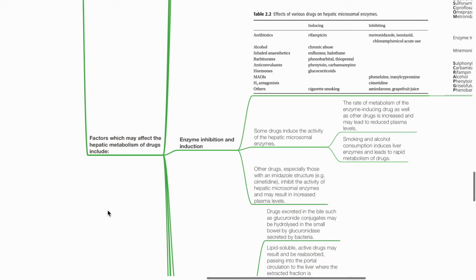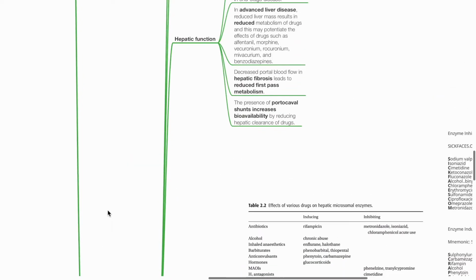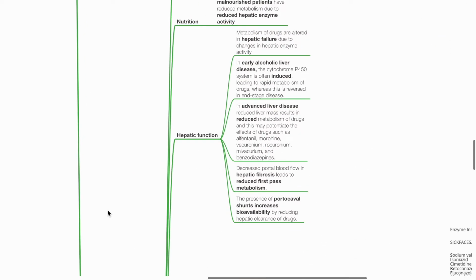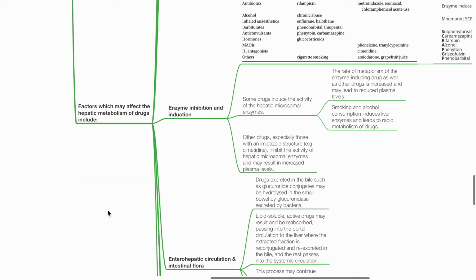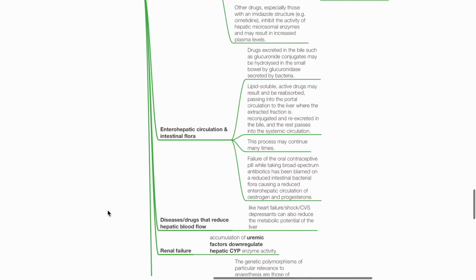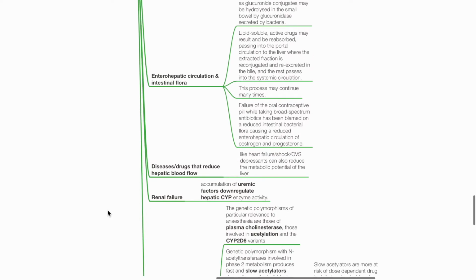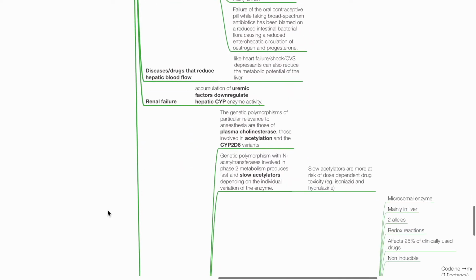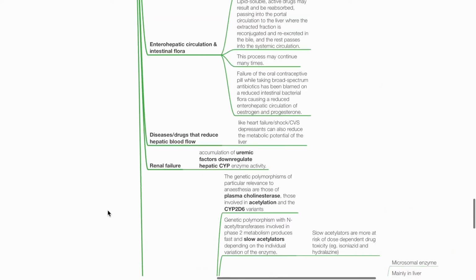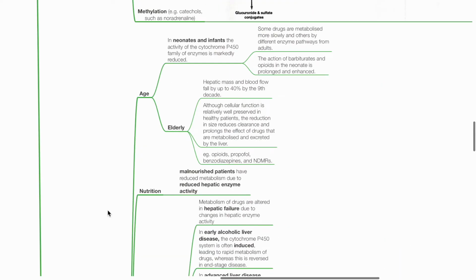Factors which may affect the hepatic metabolism of drugs include age, nutrition, hepatic function, enzyme induction and inhibition, enterohepatic circulation and intestinal flora, hepatic blood flow, renal failure, and genetic polymorphism. In neonates and infants, the activity of cytochrome P450 enzymes is markedly reduced. Some drugs are metabolized more slowly and others by different enzyme pathways from adults. The action of barbiturates and opioids in neonates is prolonged and enhanced.